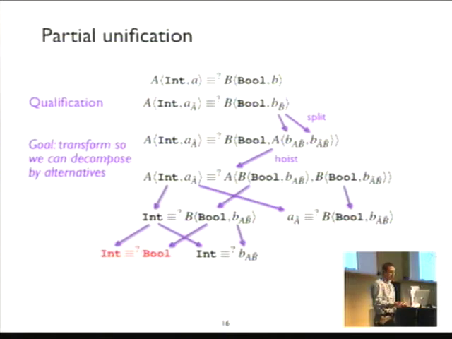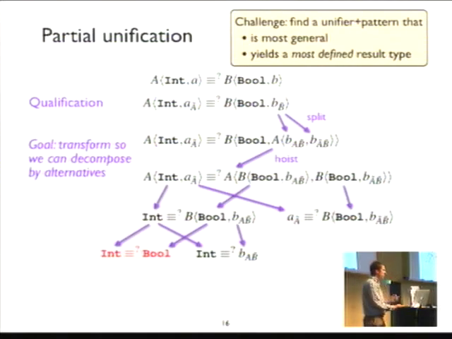So the goal throughout this unification process is to find a unifier that is most general in the normal sense. So this is our usual goal when we're doing unification. But we also want to find a unifier and a typing pattern that produces a most defined result type. So what this means is we want to have type errors in as few variants as possible in the result type. And it's not immediately obvious that it's possible to always find unifiers that satisfy both of these constraints, but in fact it is, and we can basically use this decomposition structure to produce this unifier and this typing pattern.